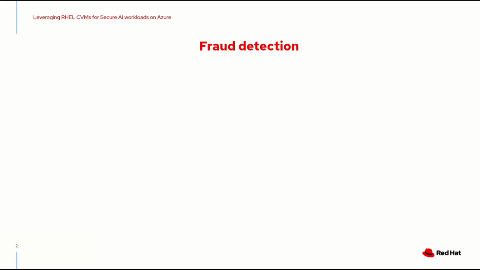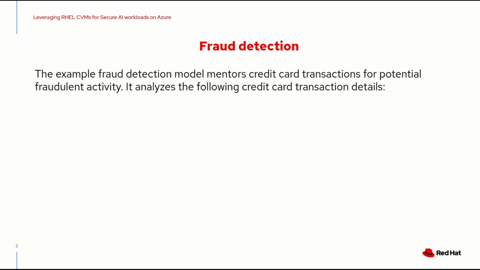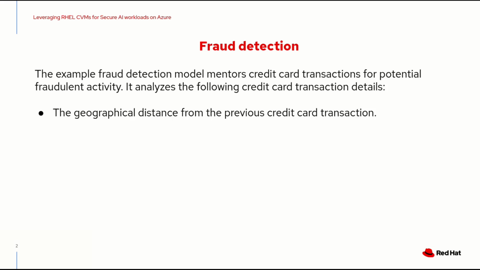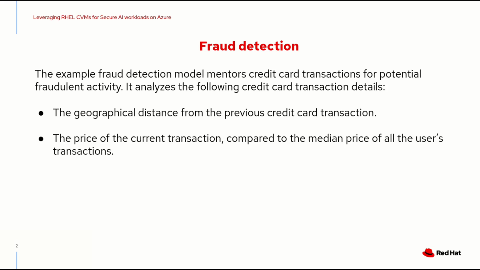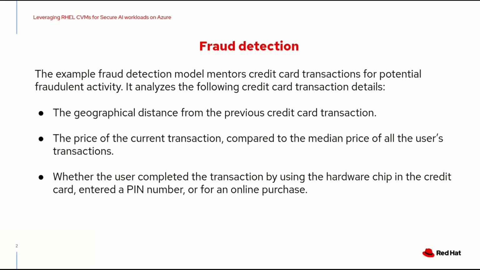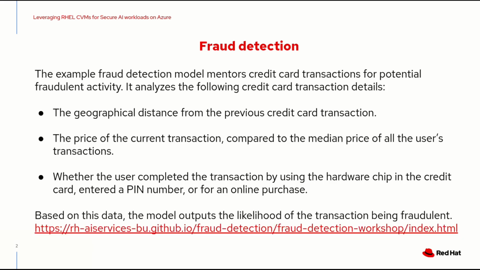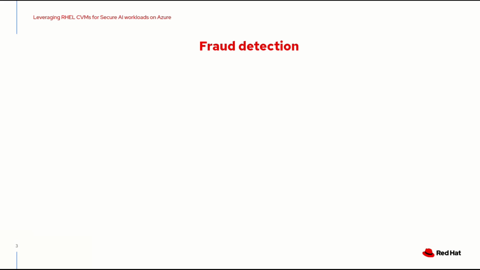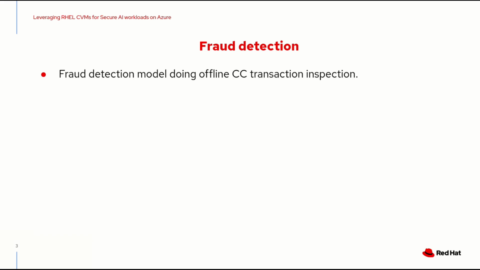Let's first explain what fraud detection is. This model aims to detect fraudulent transactions based on some details related to each operation performed: geographical distance from the previous transaction, price compared to the median user transaction, and whether the transaction was executed using the credit card chip, PIN number, or if it was an online purchase. Based on this data, the model outputs the likelihood of a transaction being fraudulent. The goal is to safely run this model to perform offline inspection of transactions stored into separate datasets.